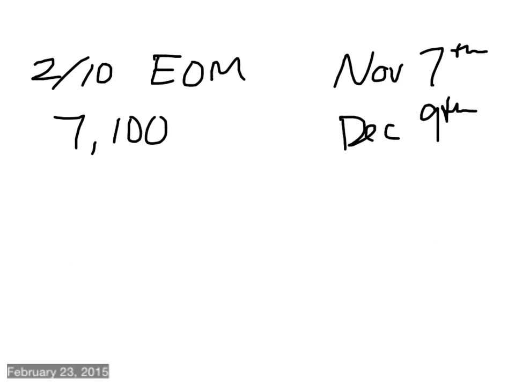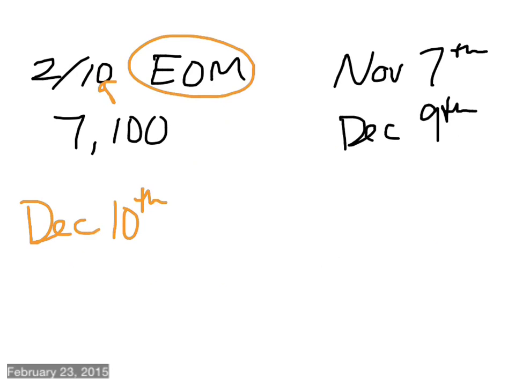So first of all, when it has EOM, remember that's end of the month. We're into November. When it says 10 here, that means 10 days into that next month. What's the next month after November? December. So when's the last day to take part of the discount? December 10th. 10 days into the month. Okay? So when it says 10 EOM, it means 10 days into the next month.